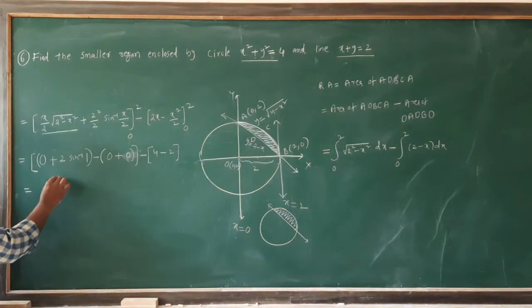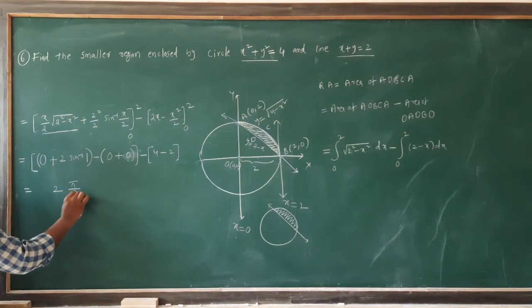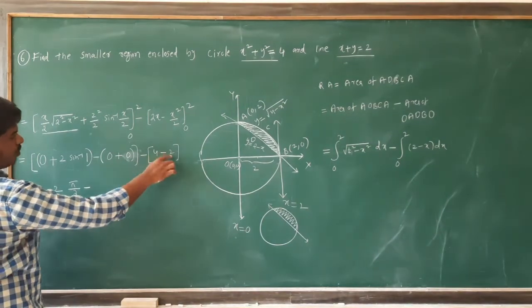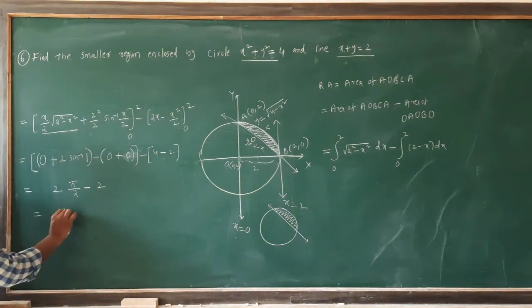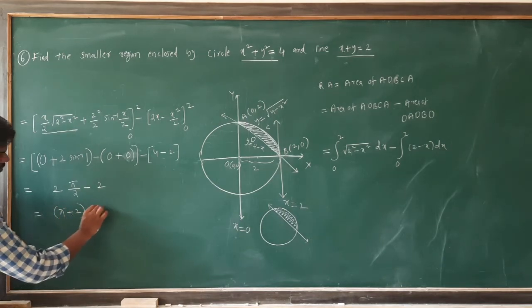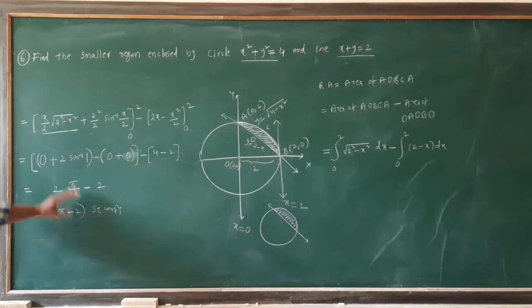Now this is equal to 2 into the value of sin inverse 1, which is pi by 2, minus 4 minus 2, that is 2. Okay, now this is what? Pi minus 2 square units. It is the answer of that 6th question.